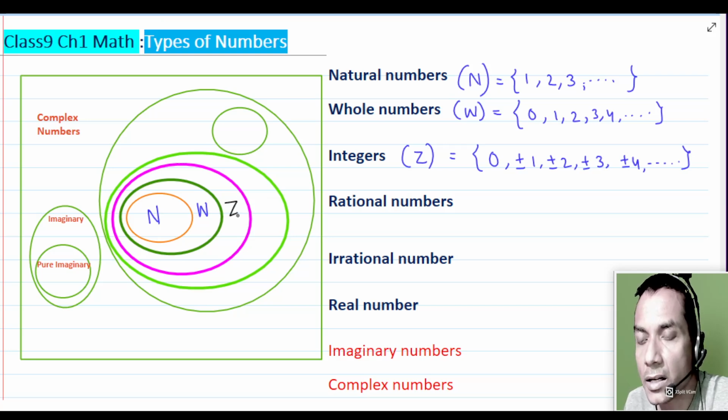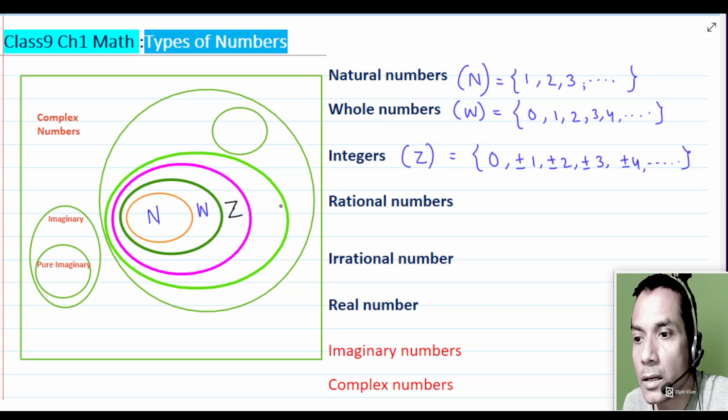Inside this circle. So what does this circle representation mean? If I consider Z, it means Z also includes W and N. Why? Because this circle area covers all the inside circle areas. Clear? So if I ask you, are 2 and 3 integers? Yes, they are integers as well as whole numbers also. Clear?